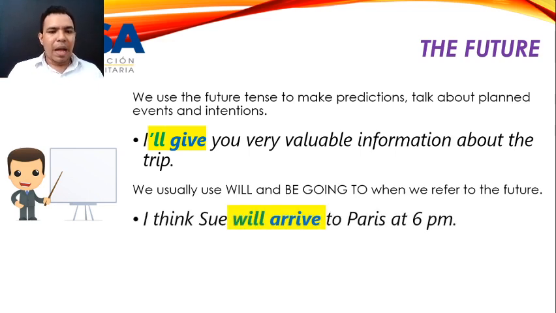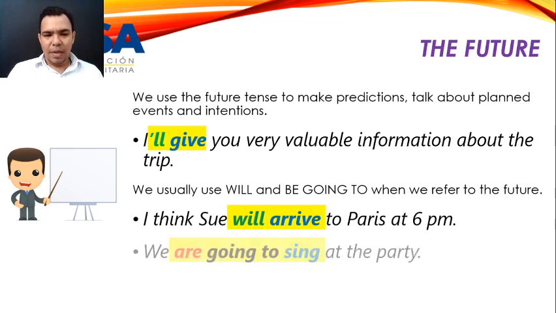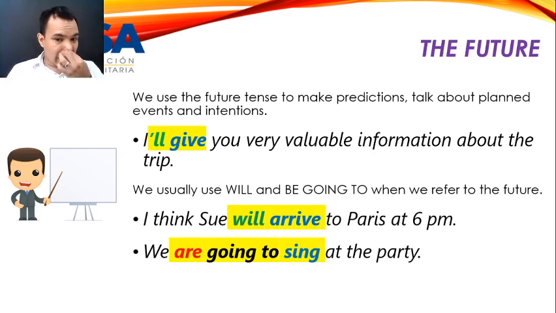For example, I think Sue will arrive in Paris at 6 p.m. I think Sue will arrive. Will arrive is an expression in the future. We are going to sing at the party. Are going to sing is also an expression that talks about the future. As structures, they are completely different, but their goal is the same. Both expressions talk about the future.